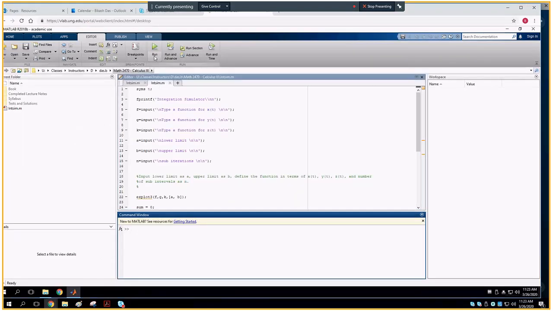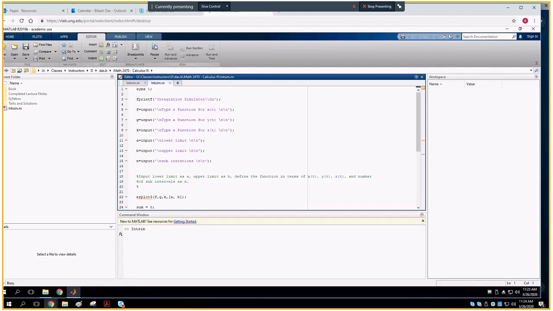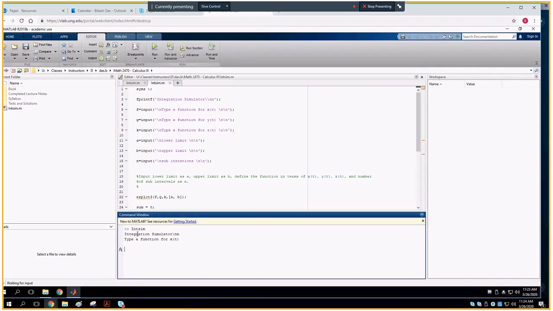First, when you are on the MATLAB page, go and run, and it's going to show that it is using the InSync program, and it is asking you to type in the xt function. Remember, my xt function was just t, so I will put t there and hit enter. So it will ask me for the yt function. My yt function was 4 minus t squared. I typed it in, enter. It is asking for the zt function, so I will go ahead and put t to the power 3, enter.